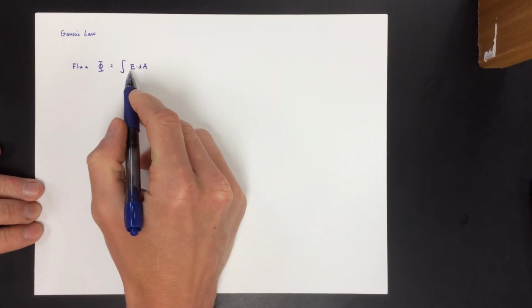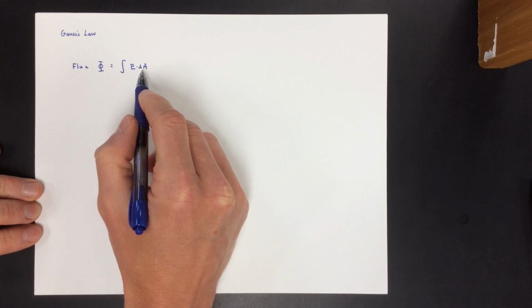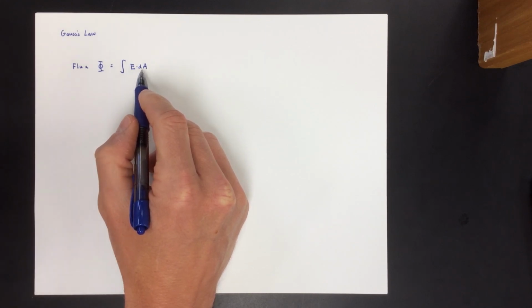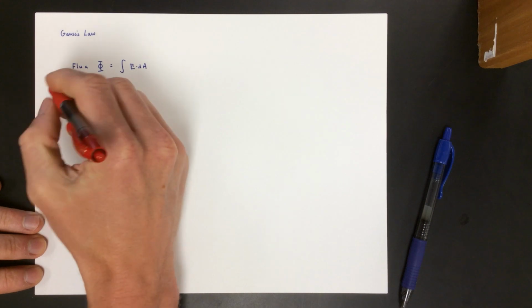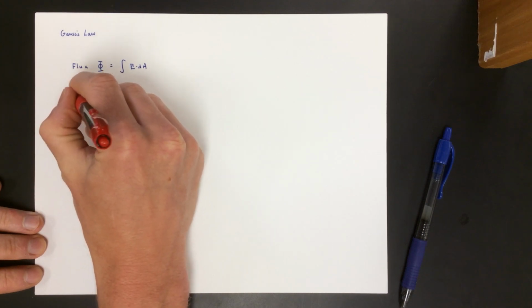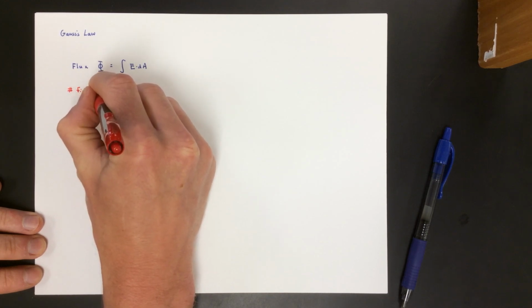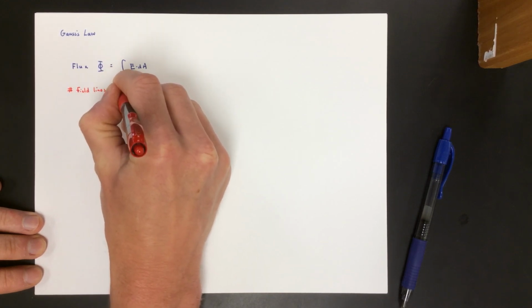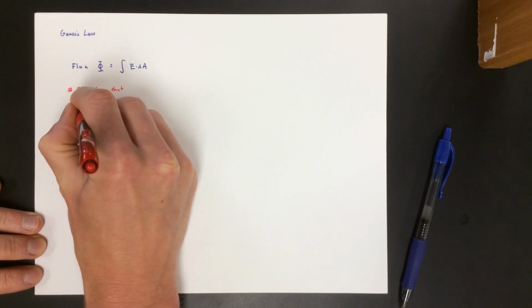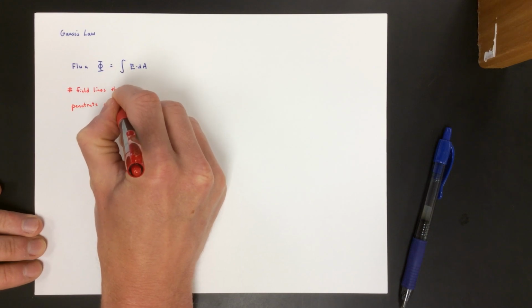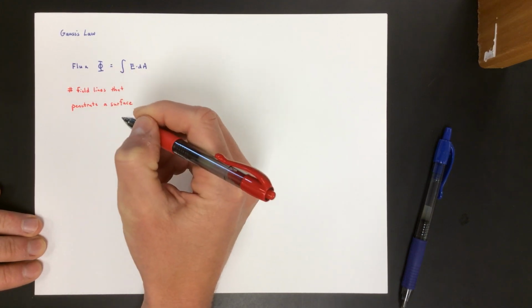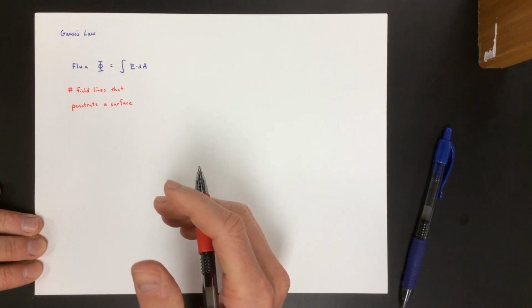Okay, so this is the electric field accumulated over all the surface area of some three-dimensional object, and that's the flux. Well, why is that the flux? Well, let's define what the flux is. The flux is the number of field lines that penetrate a surface. So you can have positive flux or you can have negative flux, and it just depends what's happening.